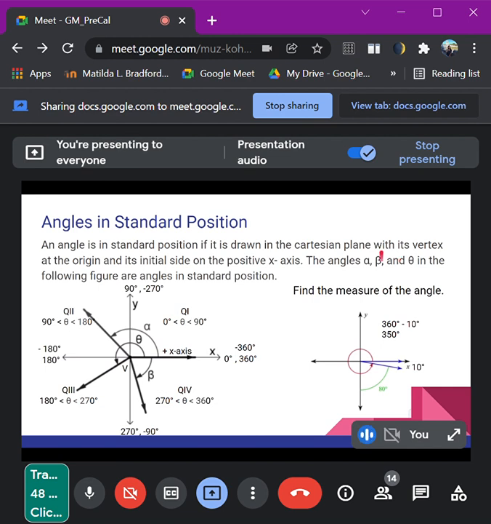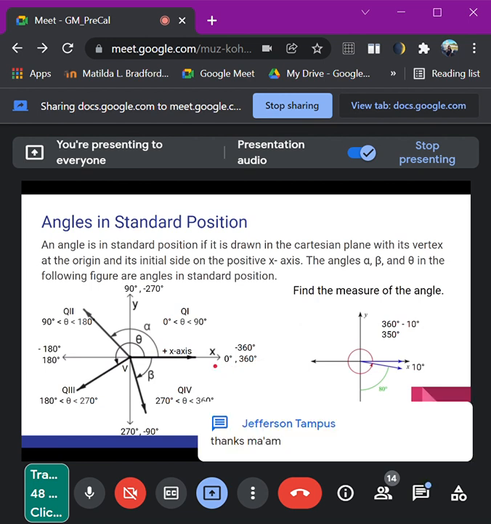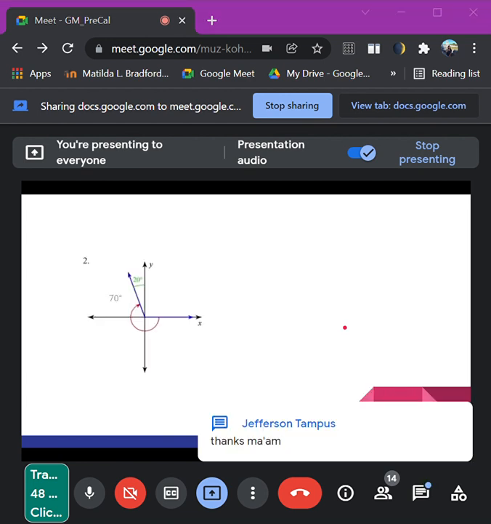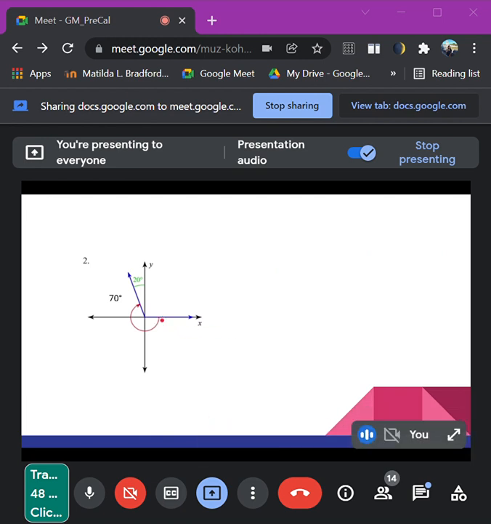Okay, goods na ta diri. Sige. Now, let's proceed to the next example. Now, this time, class, we are going to get our measure of this angle. Kani siya, kaning red. And you have to know kung unsay iyahang tuyok. Clockwise or counterclockwise or unsa.